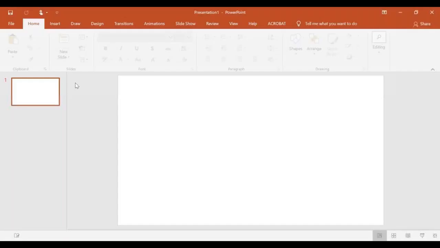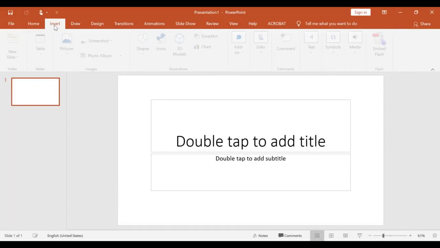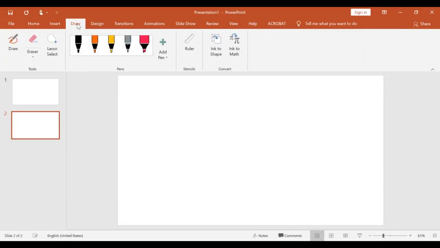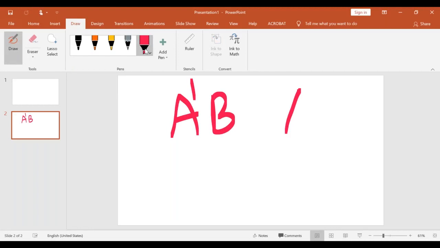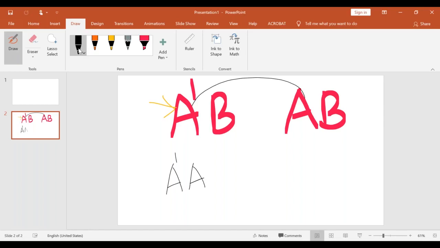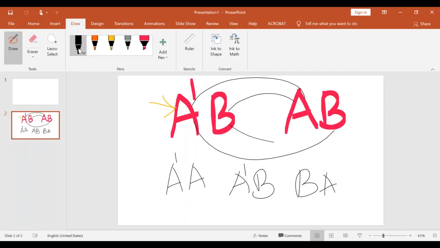So to calculate an autosomal dominant, let's draw this. We will take this A dash as a dominant gene, that is one parent, and AB is the other parent. Either of these is a dominant gene. So when you have to calculate, you calculate A dash A, and the second would be A dash B, the permutation combinations. The third thing would be B A and B B.